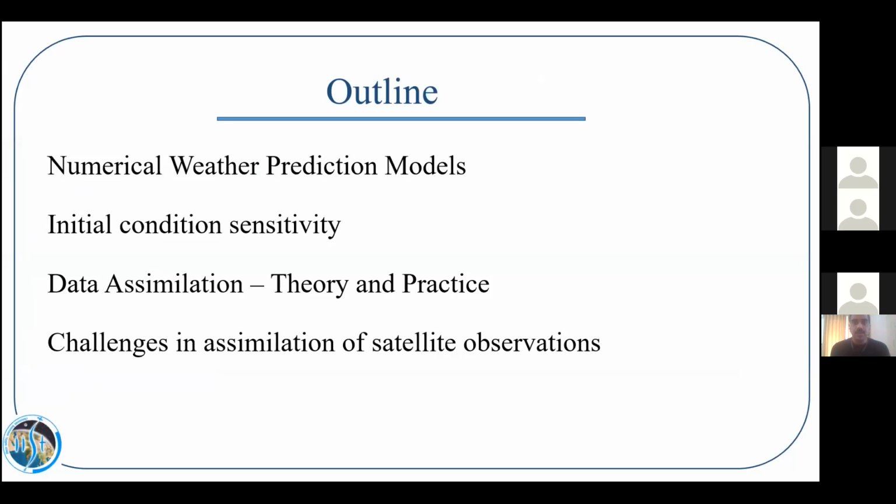Then I'll talk about initial condition sensitivity, which provides the motivation for doing data assimilation. Then data assimilation in theory and practice, and how we use data assimilation for assimilating satellite observations. The challenges involved in assimilating satellite observations will also be discussed.